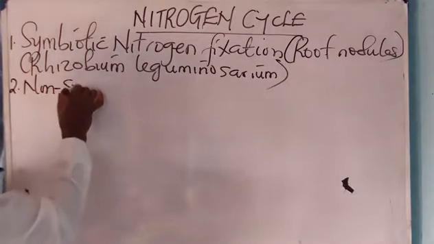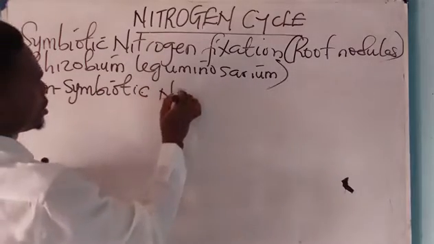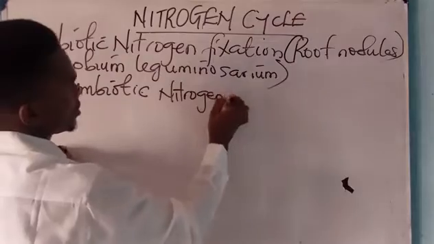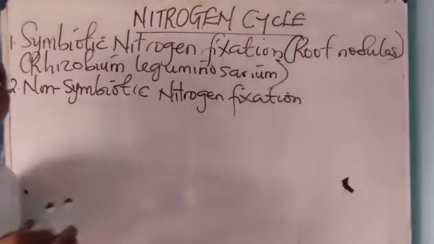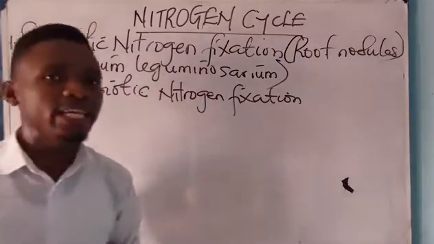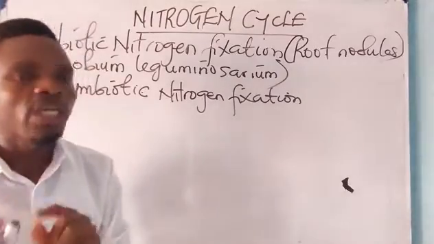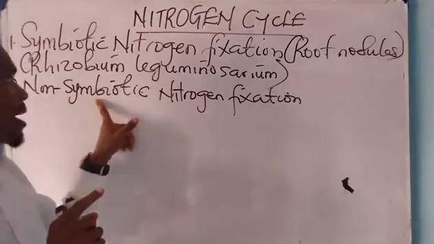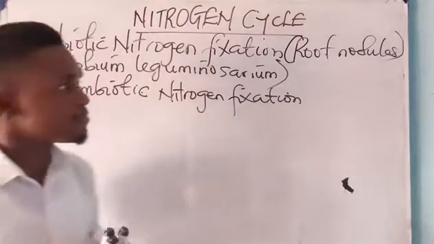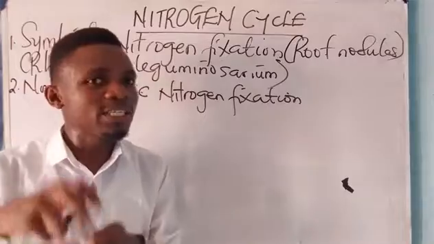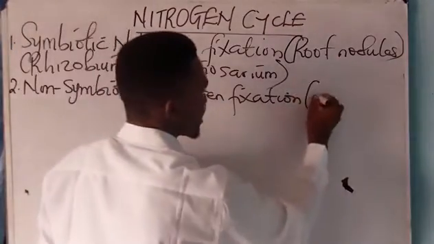Non-symbiotic nitrogen fixation. There are some bacteria that are found living freely in the soil. They are found living freely in the soil. It means that they do not have a symbiotic association. They can by themselves fix atmospheric nitrogen as nitrates in the soil because they possess an enzyme called what?